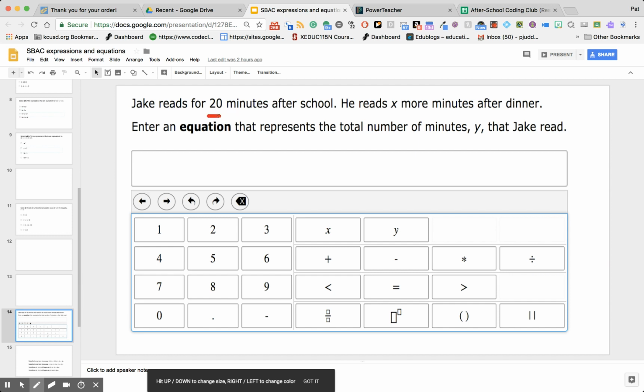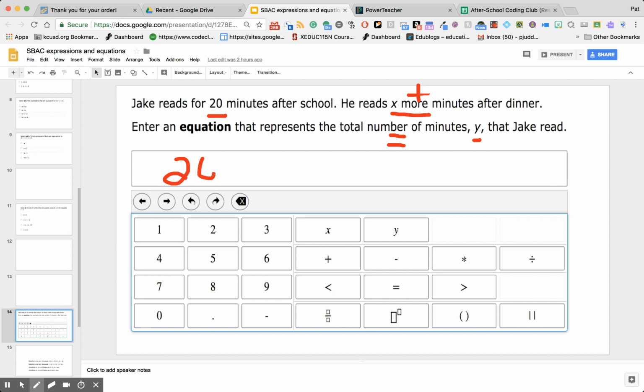So I'm looking at, he read for 20 minutes, and then he reads X more. X more means I'm going to be adding. Enter an equation that represents the total number of minutes Y that Jake read. So I'm going to take the information I have here and translate it to algebra. 20, that's what he started with, plus, I don't know what the additional minutes are, plus X. I want the total number of minutes equals, and it tells you Y is the total number of minutes.